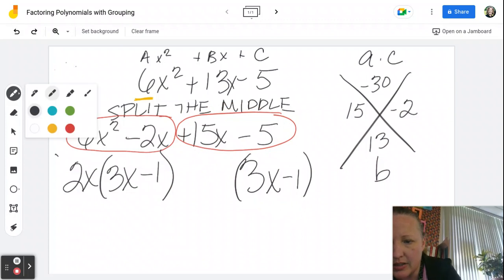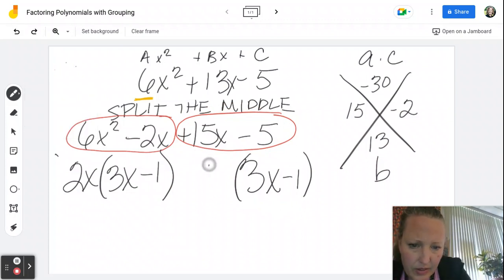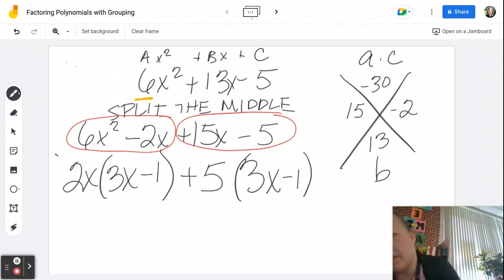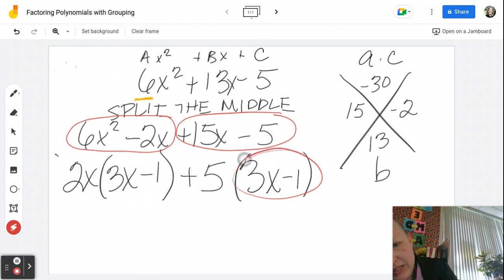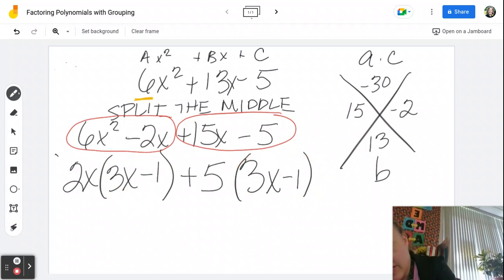So I've got to think a little bit. And I think that's going to be a 5. Now I have to think. 5 times 3x gives me a positive 15. 5 times a negative 1. So this needs to be a positive 5, not a negative 5. So then what I'm going to do is I'm going to factor out the greatest common factor here as well. So this term has 3x minus 1, and this term has a 3x minus 1. So that is actually a greatest common factor again.